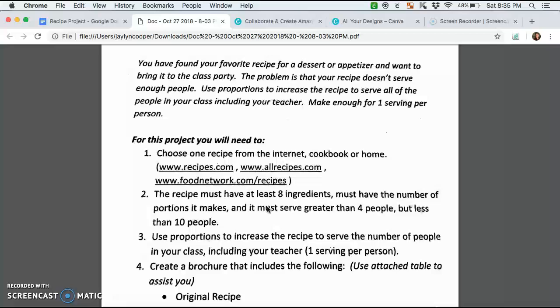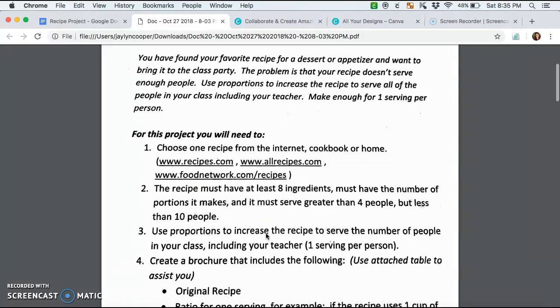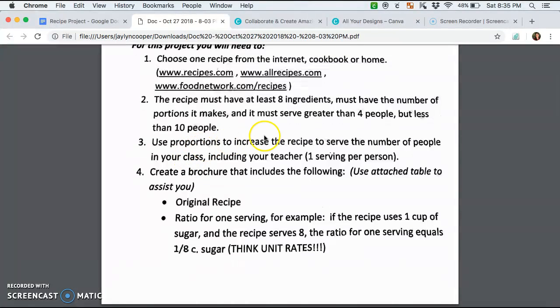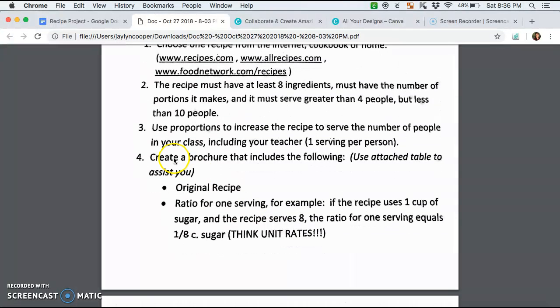Now, keep in mind that most recipes have a certain serving size, and you need to adjust it to where you can have one serving per person for each classmate and the teacher, of course. So the recipe must have at least 8 ingredients. It must have the number of portions it makes, and it must serve greater than 4 people but less than 10 people. You're going to use proportions to increase the recipe to serve the number of people in your class, including me. In order to demonstrate your knowledge and what you have learned, you are going to create a brochure.